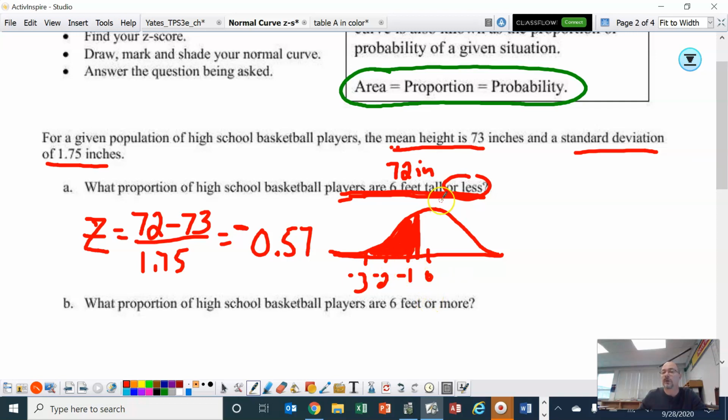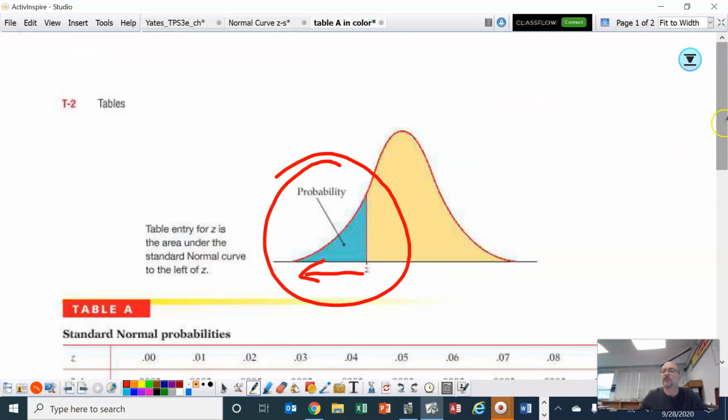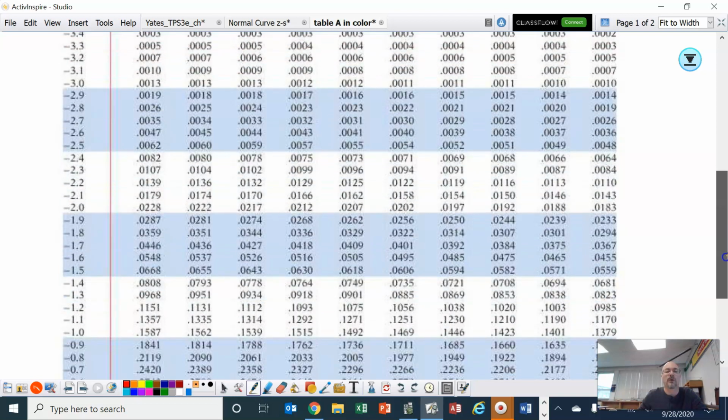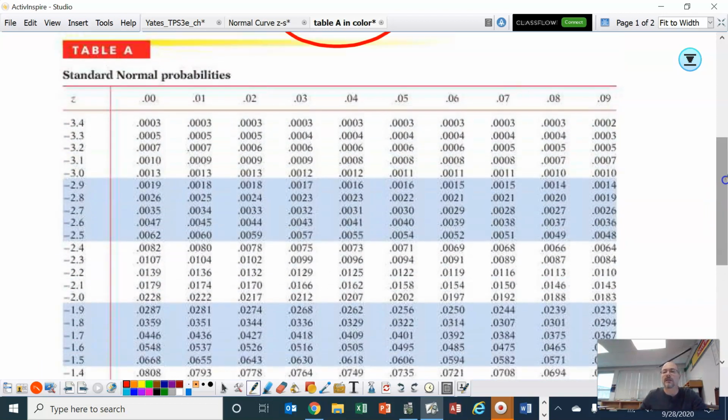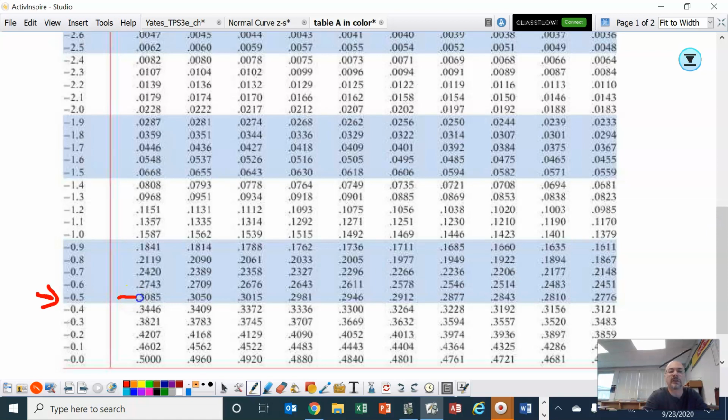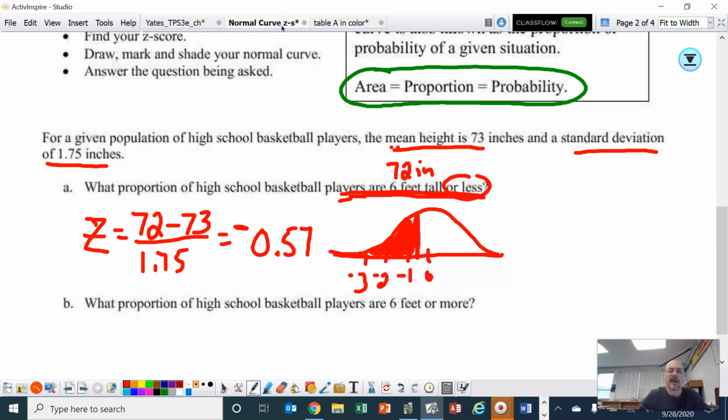So this is to the left, so I'm going to look up -0.57. I need to be on my negative side. So I'm going to go to -0.5, which is right here, and then the 7, again, if I go too fast, rewind and watch this part again. That's going to be the third column from the end. I'm going to go across, and right here, 0.2843. So that is the area to the left.